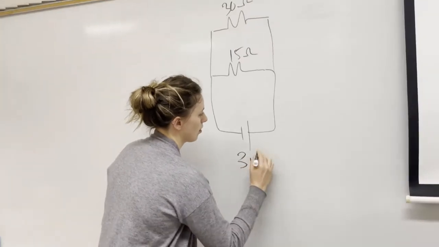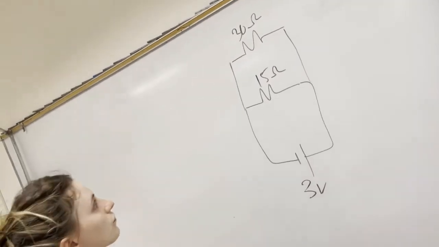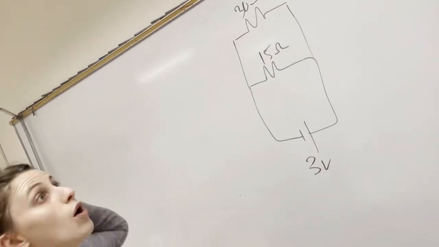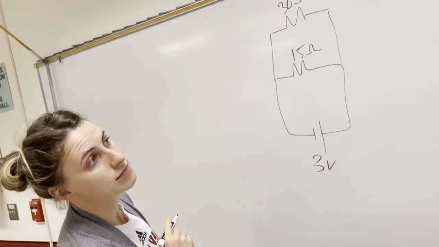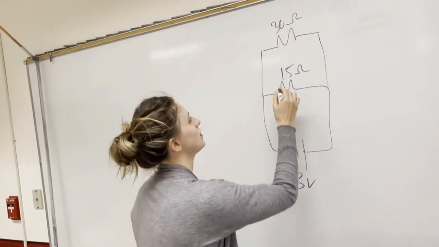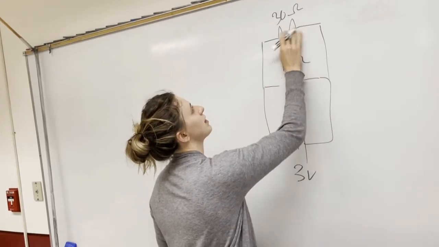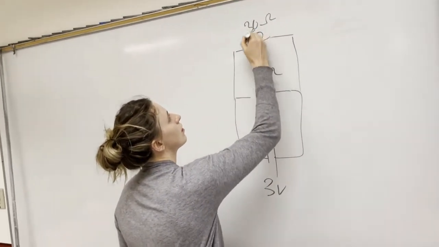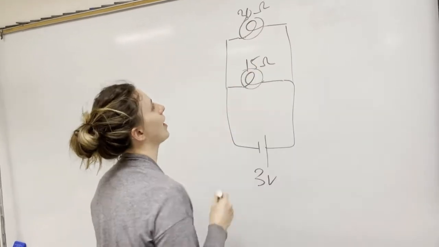Now she's using the symbol for resistor, but a bulb is a resistor. Oh, it's a bulb. I'm sorry. Technically, it's okay. But it is a bulb, so you could make it like this. Like that. Yeah, that's more correct.